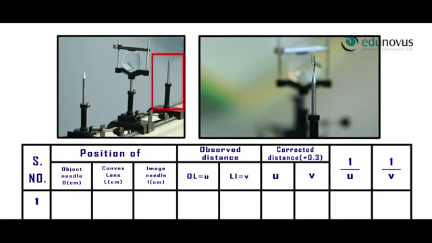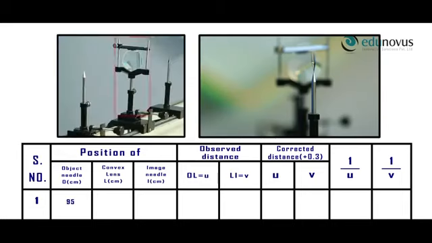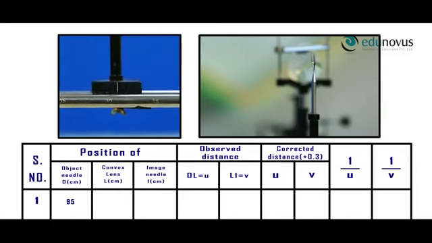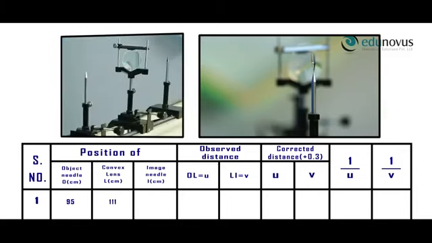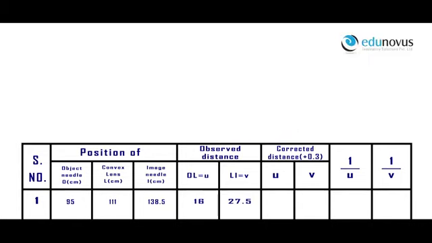Then the position of the upright containing the object needle is 95 centimeters. Convex lens is at a position of 111 centimeters. Image needle is at a position of 138.5 centimeters. OL is equal to U, which is 111 minus 95, which is 16 centimeters. Observed distance V, 138.5 minus 111, which is 27.5.